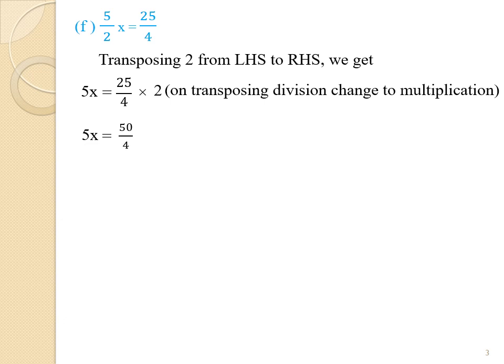Students, now to get only x, we have to transpose 5 from left hand side to right hand side by changing its sign from multiplication to division in order to separate variable x. So let's transpose 5. Now transposing 5 from left hand side to right hand side, we get x equals to 50 upon 4 divided by 5.